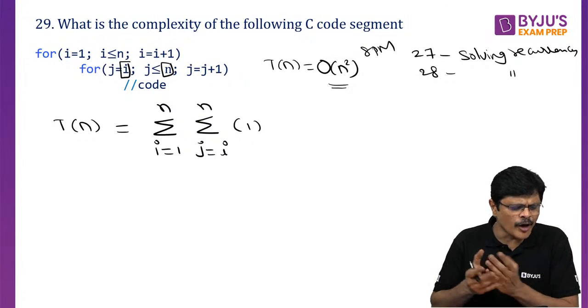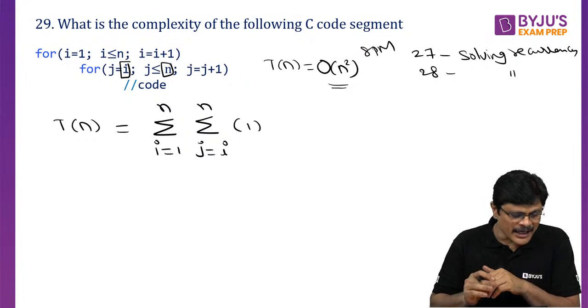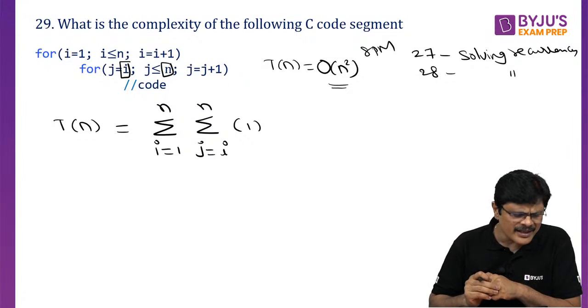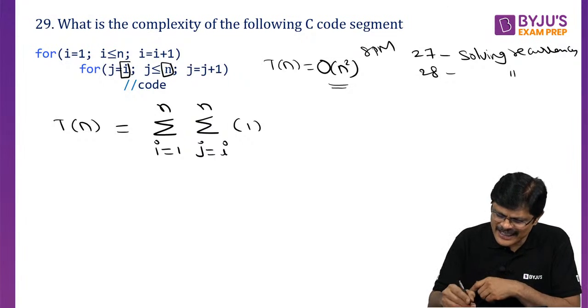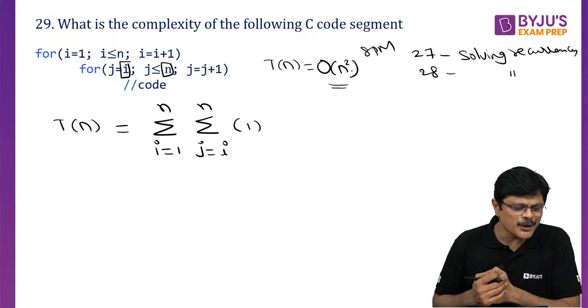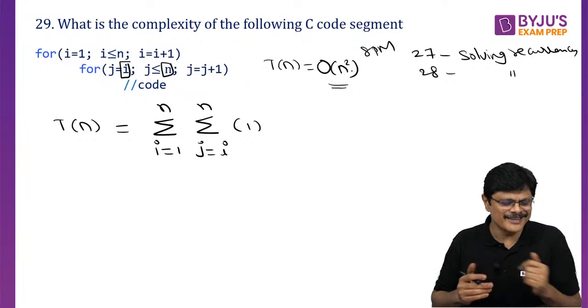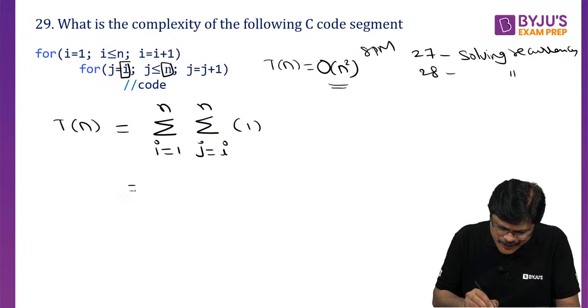Wonderful, sir. You all rocked. You all know the answer. N cube? No, n square. Please see, it is not n cube. I said n square. Why are you writing n cube, sir? Huh? Okay, let's see.